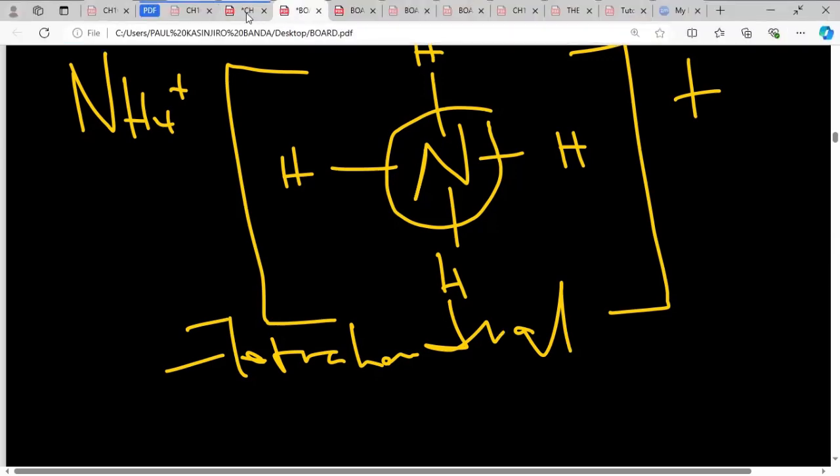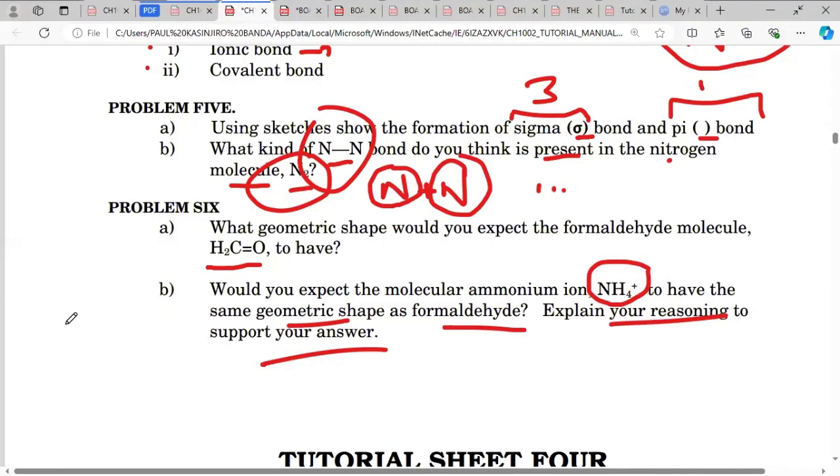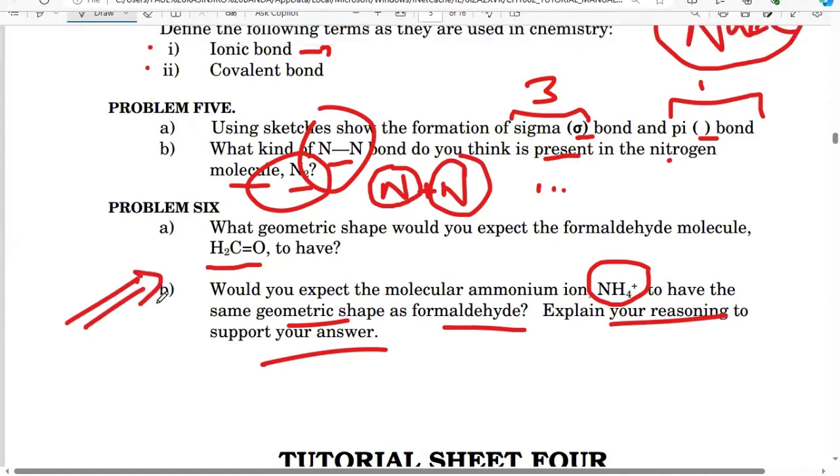I think we are done with tutorial sheet 3. And then let's look at some of the questions from tutorial 4 now.